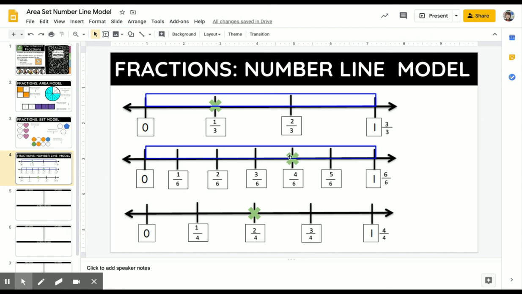If we look at the number line in the middle, we can see that 4/6 is greater than 2/4, and 4/6 is also greater than 1/3. Similarly, we can see that 2/4 is greater than 1/3. Keep this number line strategy in mind when you are asked to compare fractions in the next couple of weeks.